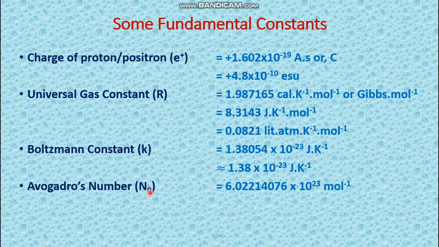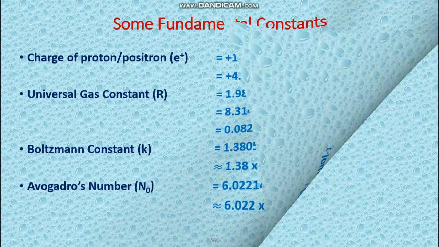Some also write this as NA with capital A, some write this as Na with small a. Here I will write this as N0. The exact value is 6.022140076 into 10 to the 23 per mole. That is the unit of Avogadro number. Okay, and if we simplify this number, then it is simply 6.022 into 10 to the power 23 per mole.